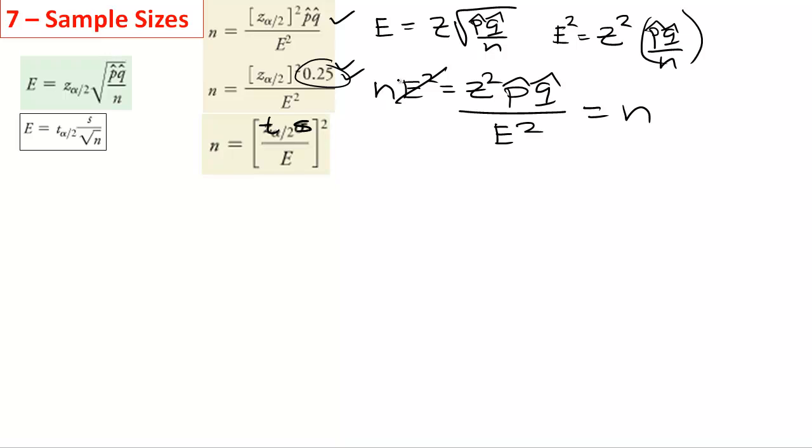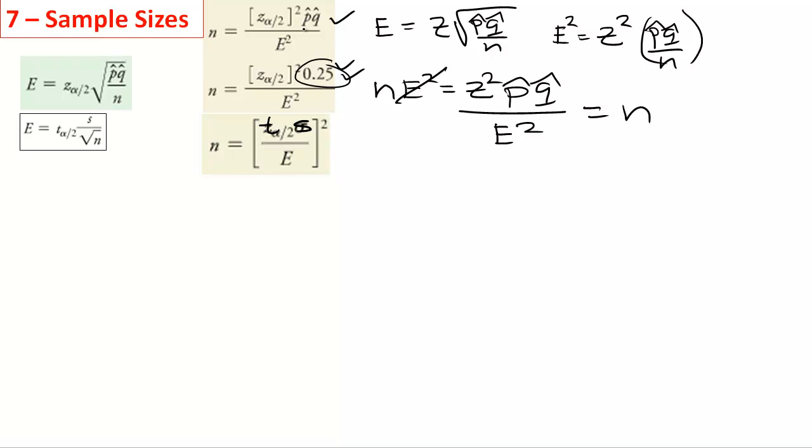50% each. There's an even split of our p's and q's, and then p hat times q hat becomes 0.25. The reason we use that is because that makes n as big as possible, right? Because n gets bigger if the number on top gets bigger. And the biggest p times q will ever be is 1/2 times 1/2, which gives us 1/4, 0.25.